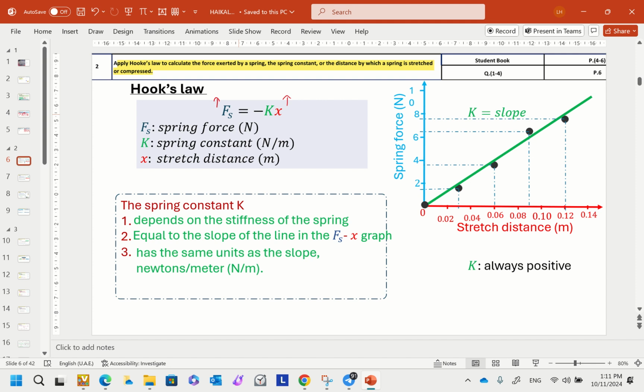You can see that from the equation, the spring constant K depends on the stiffness of the spring. So it depends on the physical characteristics of the spring, if it's thin or thick, or if it has more loops. Also, the spring constant, as we said before, is equal to the slope of the line in the F-s-x graph, or in the force stretch displacement graph. And it has the same unit as the slope, which is newton per meter.